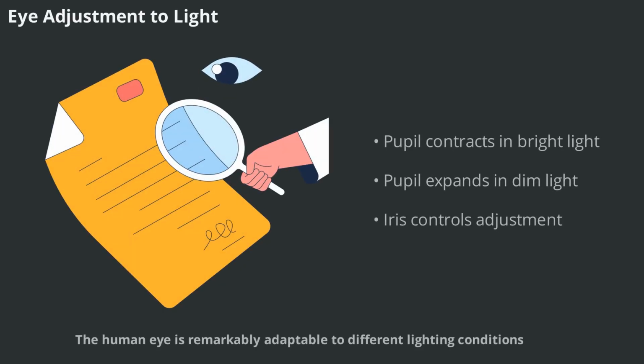The human eye is remarkably adaptable to different lighting conditions. In bright environments, the pupil contracts to limit the amount of light entering the eye. In dim light, the pupil expands to allow more light in. This adjustment is controlled by the iris and helps protect the retina while ensuring optimal vision. The eye's ability to adapt quickly is essential for activities like moving from a sunny outdoors to a dimly lit room.